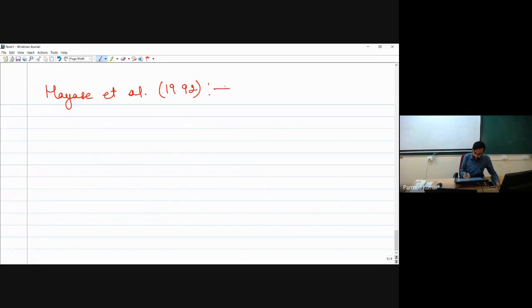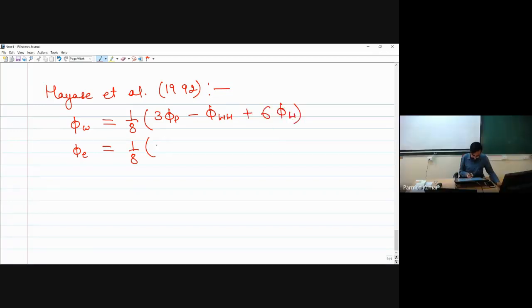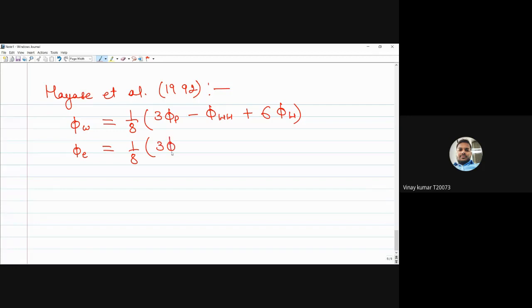They have provided a variant for the upwind differential scheme, and that particular variant takes care of the stability issue. So can you tell me what is the expression of phi W? The expression of phi W is equal to 1 by 8 times... Please tell me the expression. Sir, 3 phi P minus phi WW plus 6 phi W. And about phi E, it would be 3 phi E minus phi W plus 6 phi P.